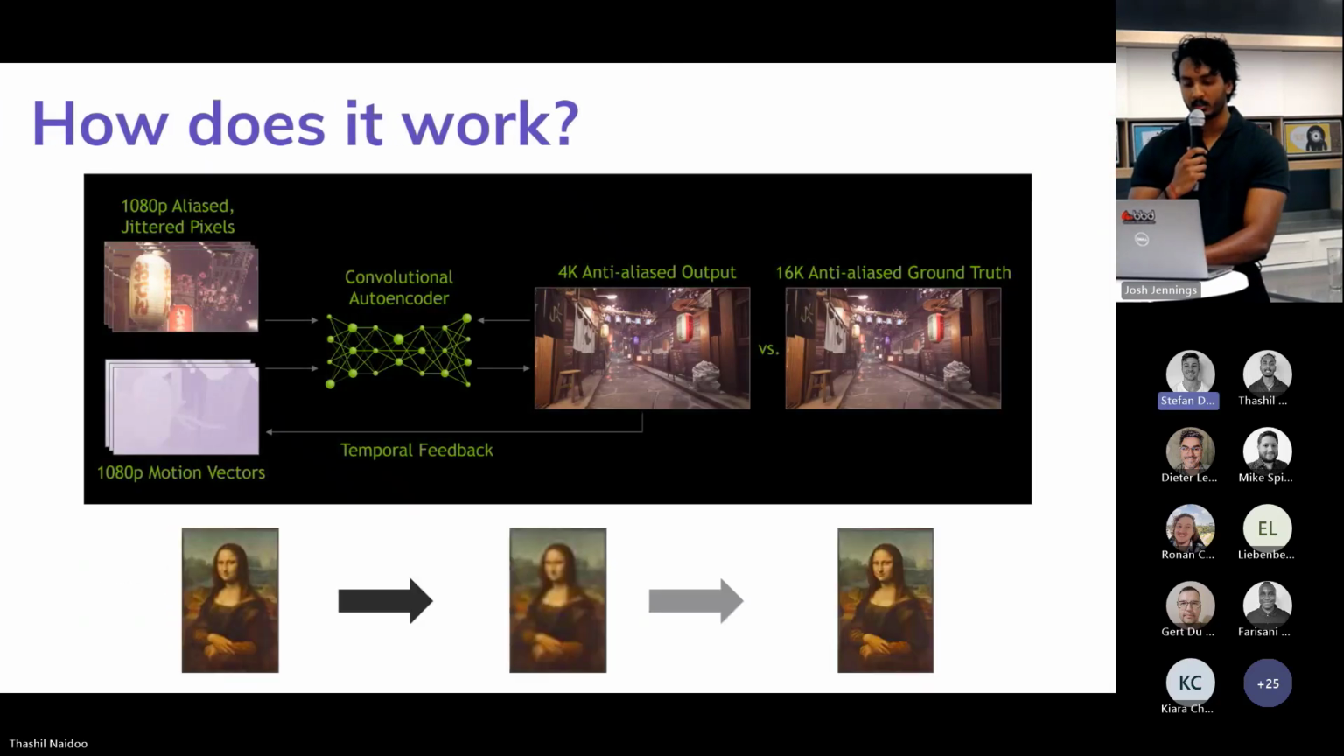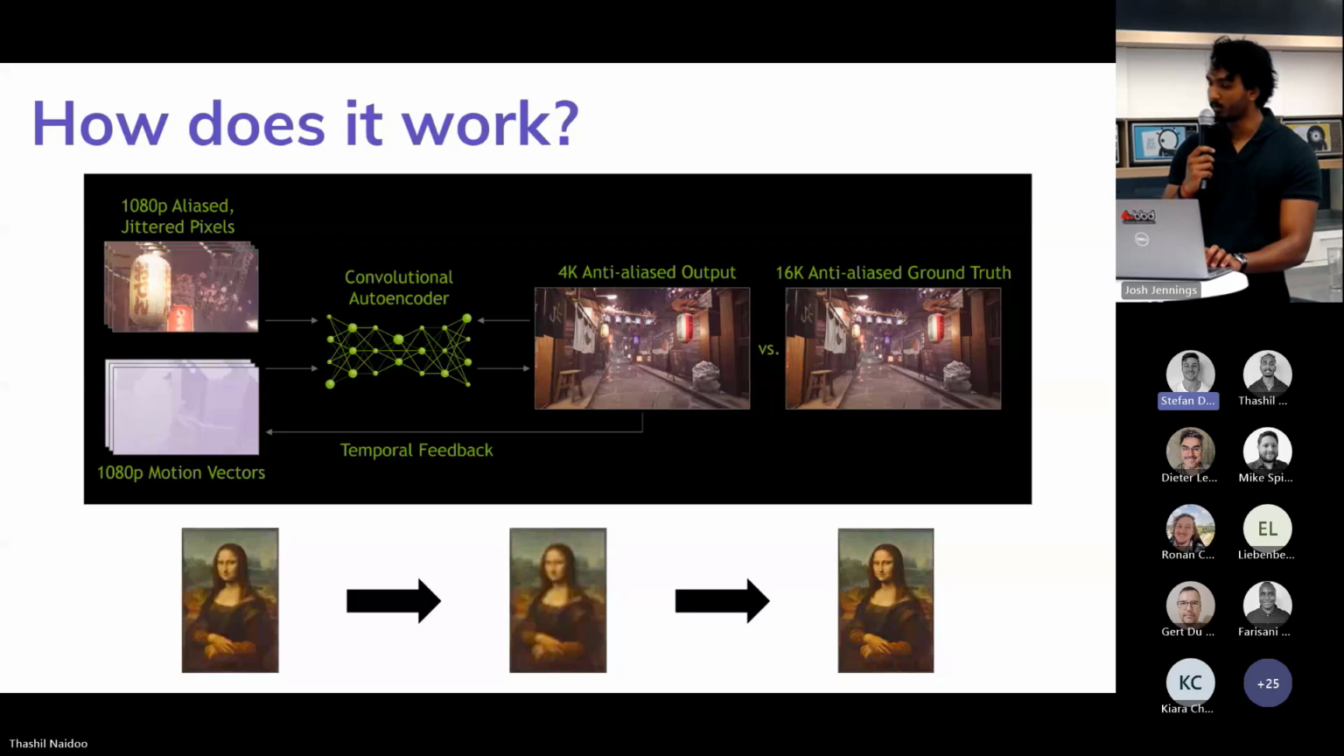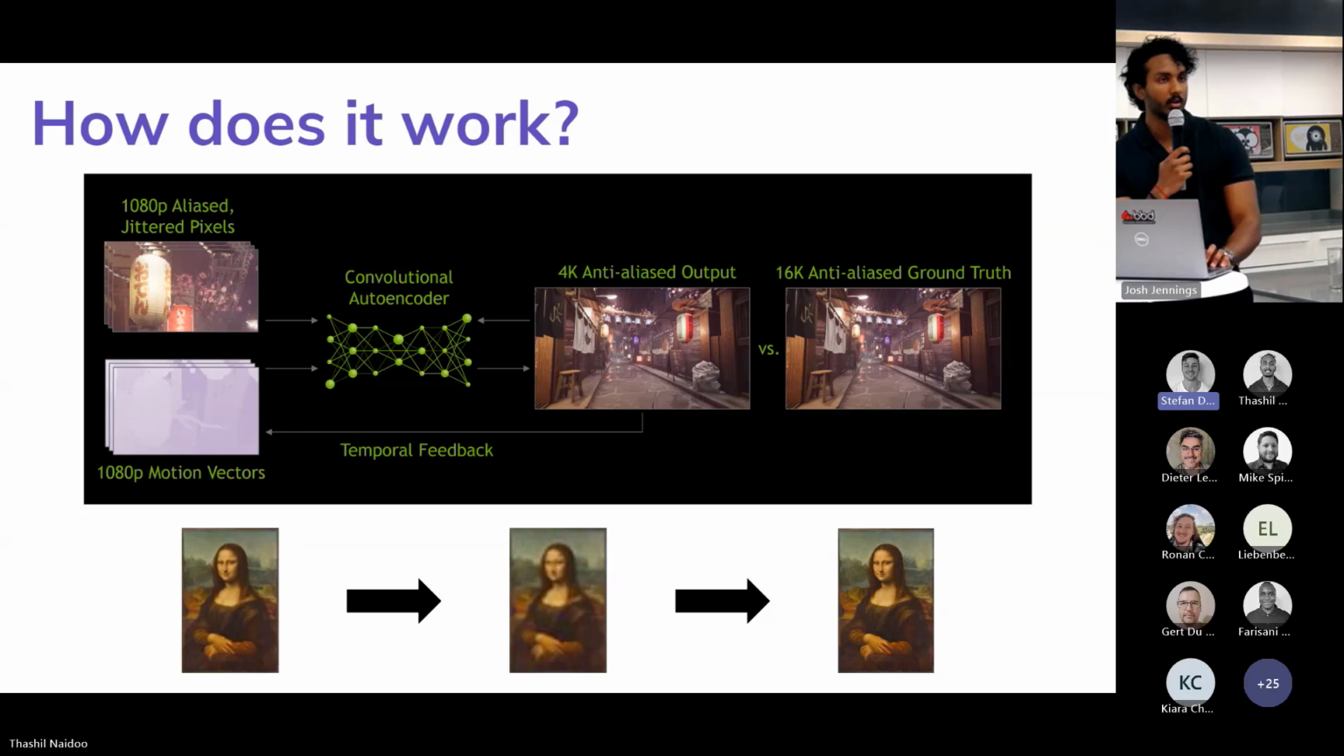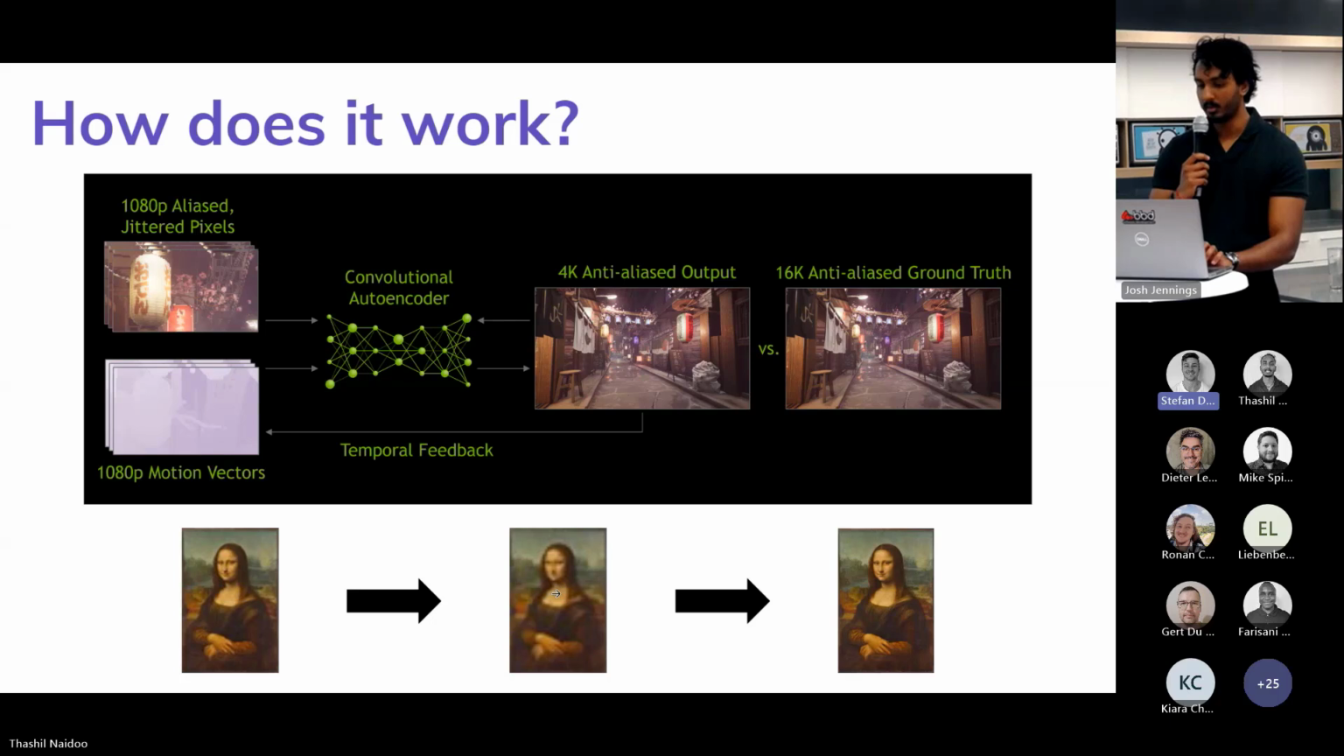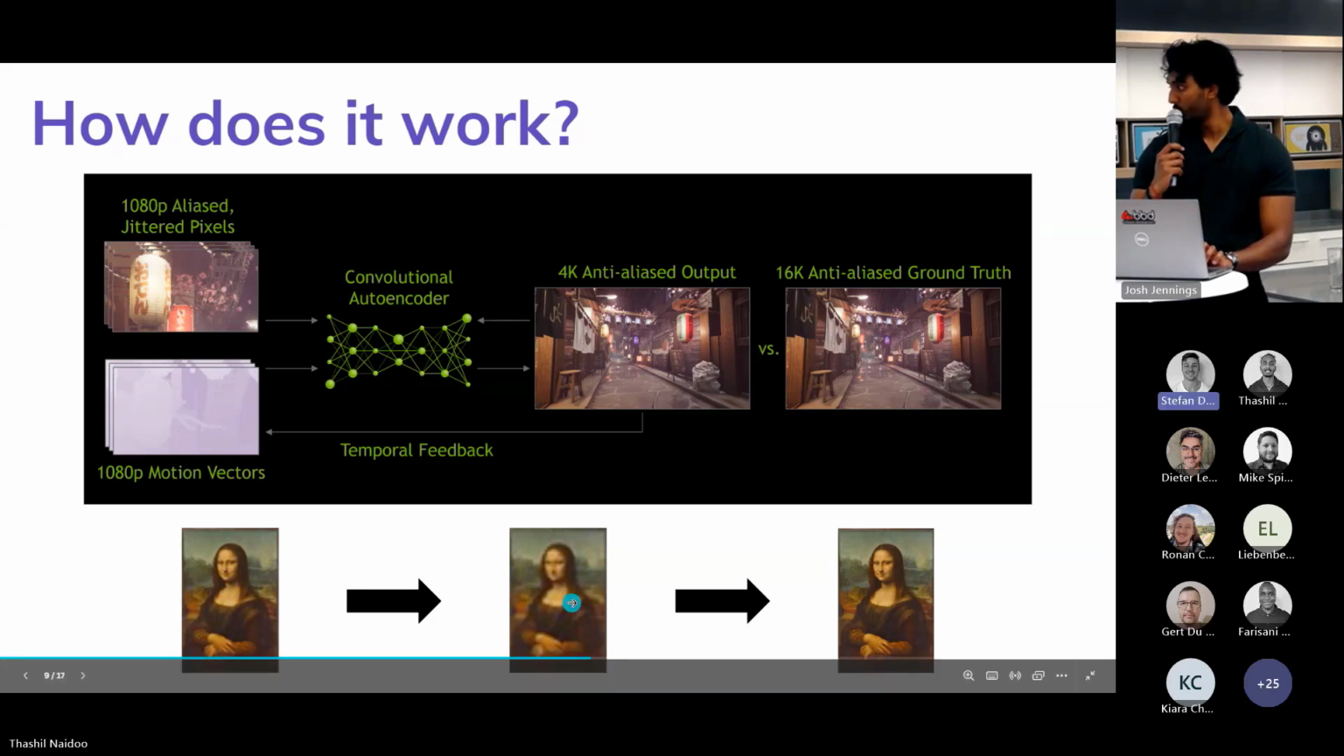But how does DLSS work? It makes use of a convolutional autoencoder. An autoencoder consists of an encoder and a decoder. The encoder works to take in an image, reduce its resolution, and extract important features from the image. The decoder then takes the low resolution image and generates a new upscaled version of the image.